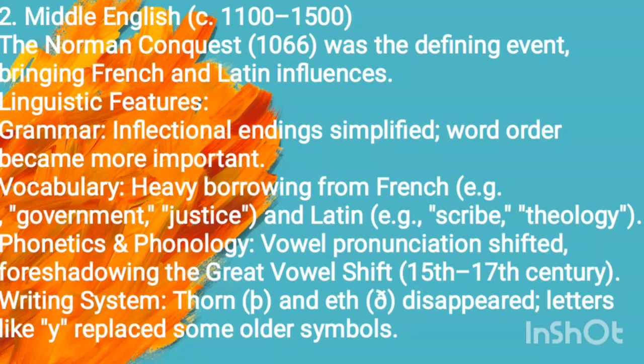Next one, phonetics and phonology. Vowel pronunciation starts shifting, the beginning of the Great Vowel Shift. Some sounds disappeared, like the hard h in height, then night. Next one is the writing system. The letters thorn and eth disappeared. The letter y often replaced thorn, leading to spellings like ye, meaning the.